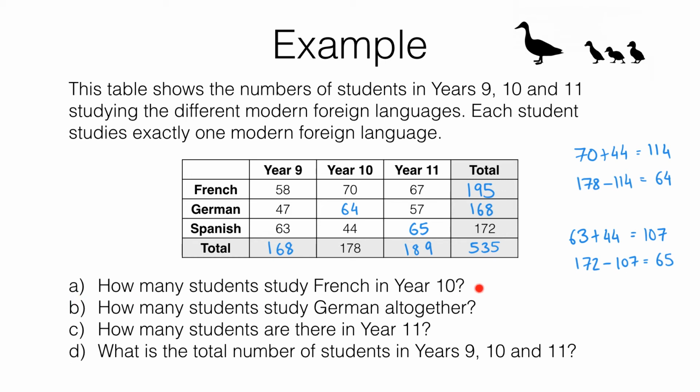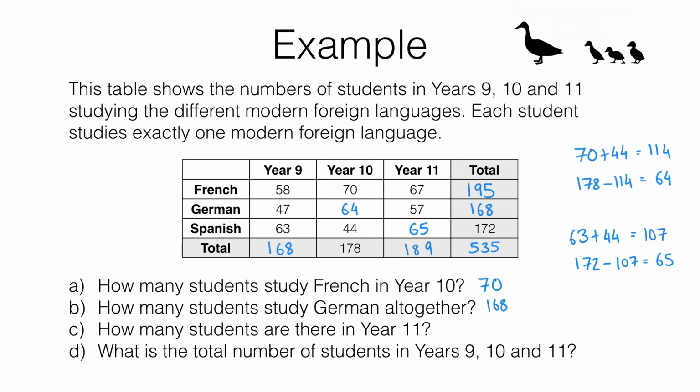Now, let's have a look at these questions. Question A, how many students study French in Year 10? So French in Year 10, that's 70 students. So we could have done that without doing any of the working because we already had that information given to us in the table. Question B, how many students study German altogether? So we need to look for the total for German, and that's 168. And you'll see that that's one of the numbers we had to work out for ourselves.